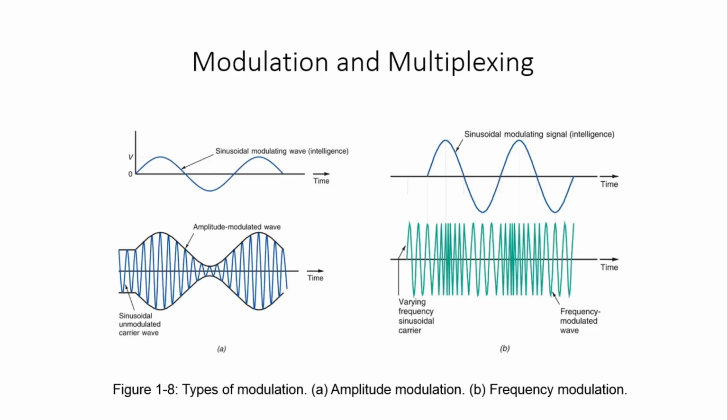Here if you observe the types of modulation, that is amplitude and frequency modulation. In the diagram A side there is an amplitude modulated wave, that is a sinusoidal unmodulated carrier wave, and a sinusoidal modulated wave varying with respect to time. In diagram B, if you observe the varying frequency sinusoidal carrier or modulated wave and the sinusoidal modulated wave varying with respect to time. So these are the differences between amplitude modulation and frequency modulation.